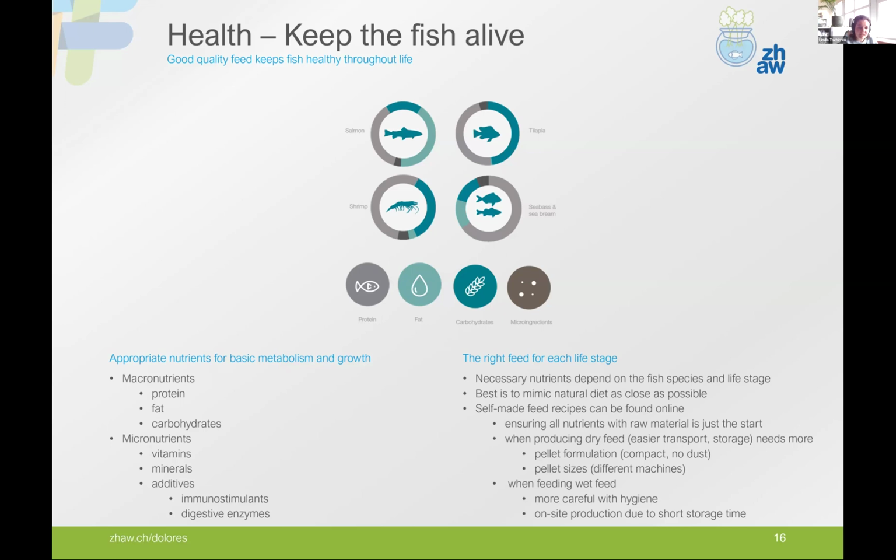If you do self-made recipes, you find a lot online. Ensure that all the nutrients are in when you have the raw material. Be careful when you suddenly switch raw materials because of supply issues. And be careful if you extrude or put your pellets together on your own, that they have a good consistency and are stable in the water. So pellet formulation is a science on its own. It's not that easy. And if you make your own feed, ensure good quality.